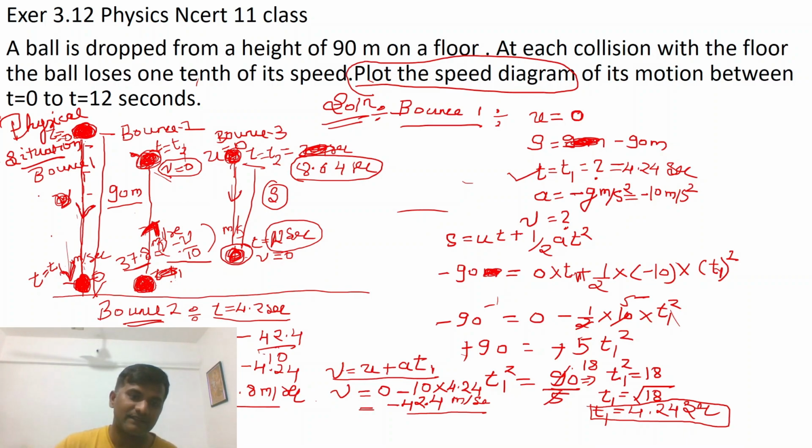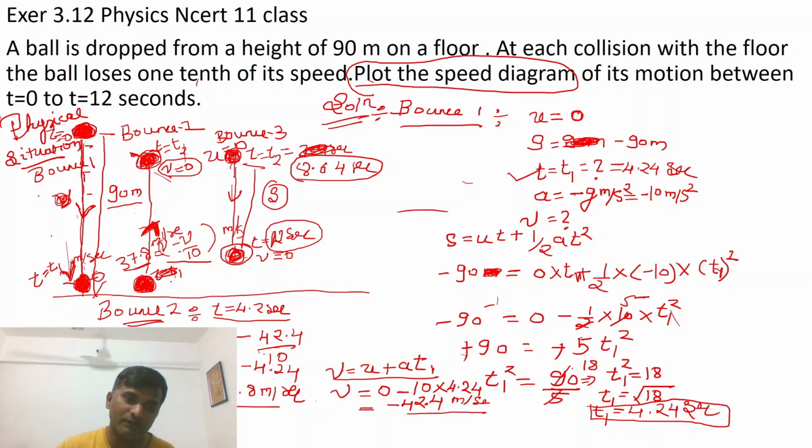Now, second case, second step. Second step means, while it touches the floor, the velocity will reduce. It is given in the question. Velocity will be reduced by how much? By 1/10 of that value. So v minus v by 10. How much will I get?